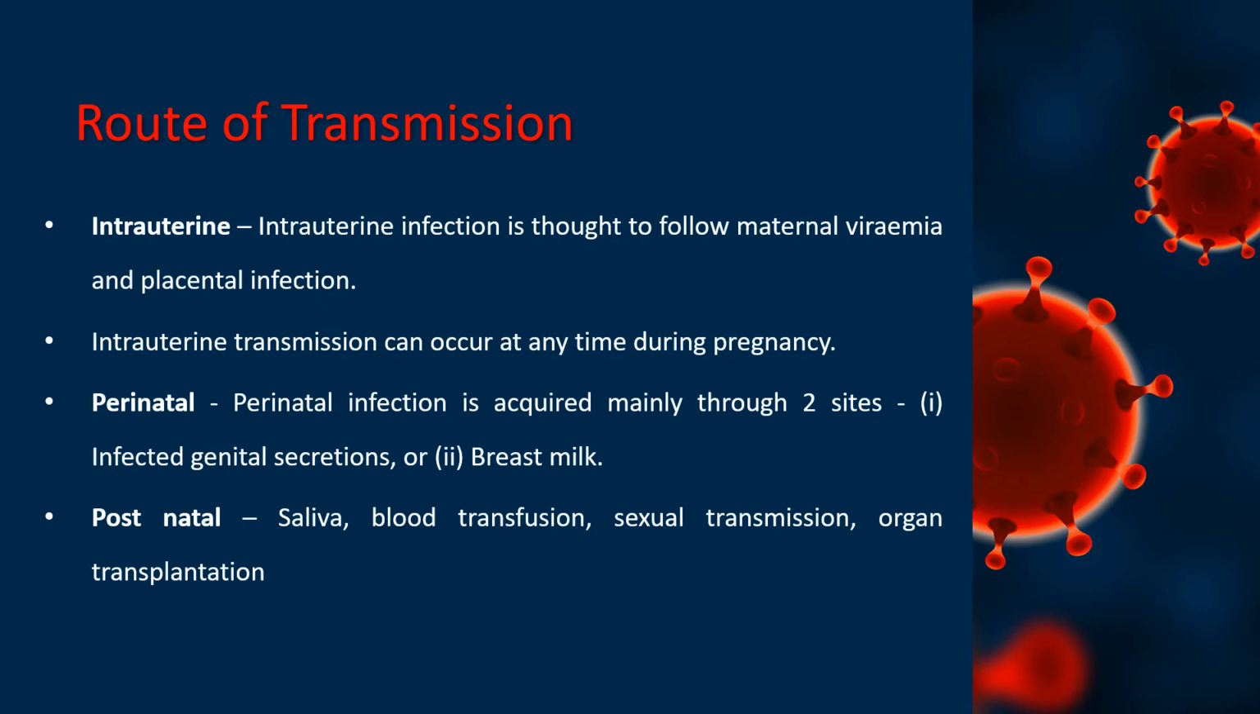Perinatal transmission: the infection is acquired mainly through two sites. One is infected genital secretions, or through breast milk. Next one, postnatal: the infection is transferred through saliva, blood transfusion, sexual transmission or organ transplantation.